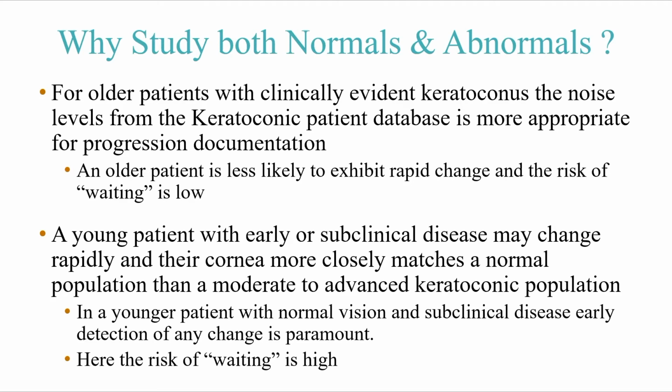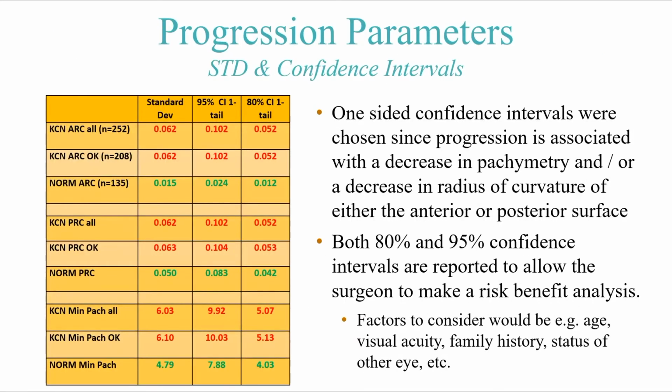In addition, we know younger patients with normal vision can actually have changes much more rapidly than the older. Here, the risk of waiting is much higher. So again, we show you the confidence intervals based on two different populations, both normal and keratoconic. And we did the study and did the one-sided confidence intervals. We determined the confidence intervals both at 80% and 95%. And if you look at the numbers again, it's not important for you to remember the numbers. This is all done automatically by the machine, but you'll notice exactly what we anticipated, and that is the noise levels in red, which is the keratoconic population, are higher than the noise levels in green.